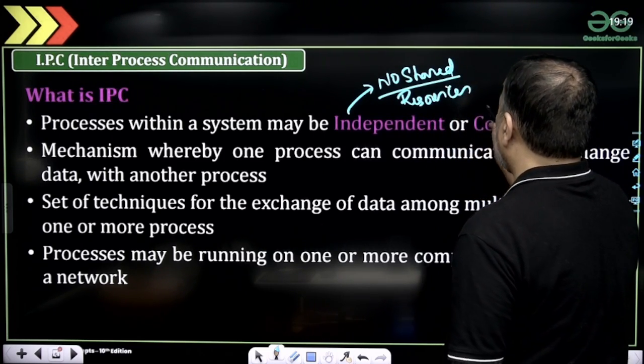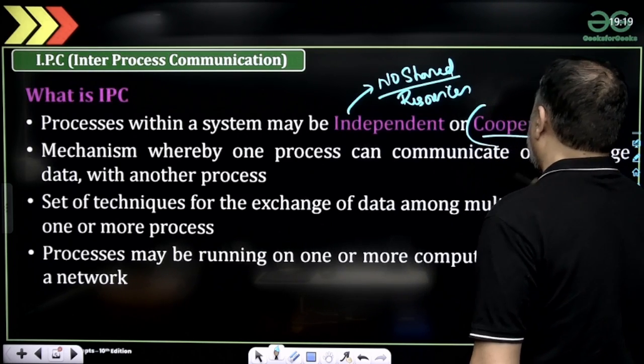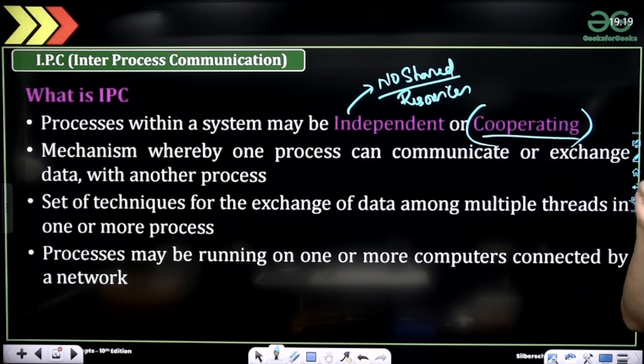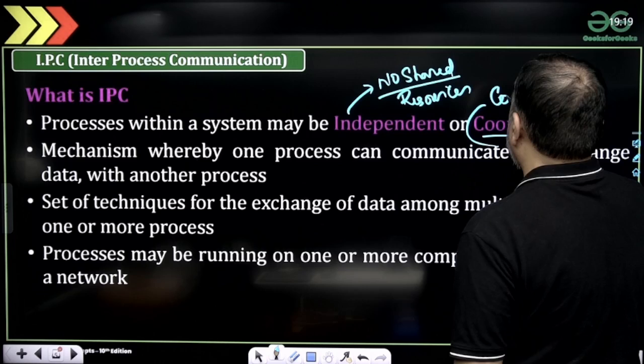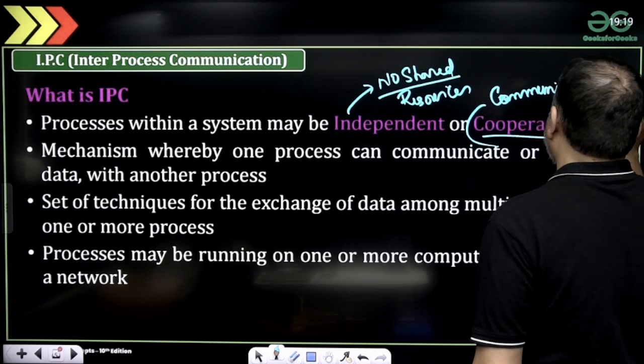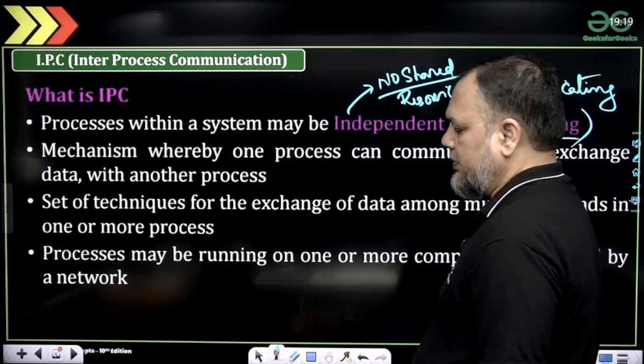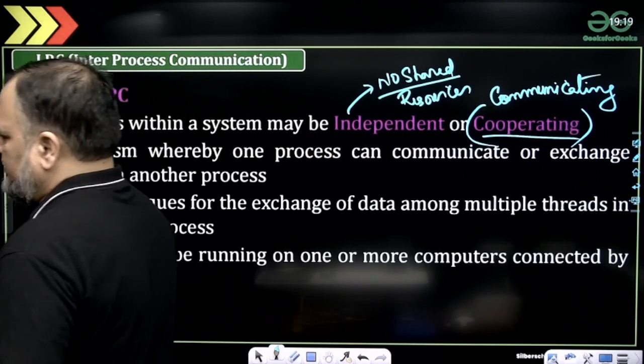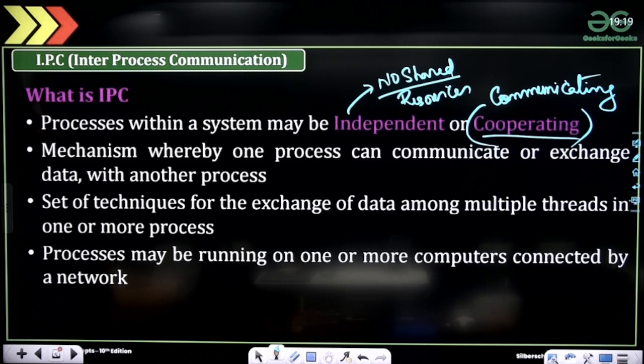Otherwise, if there are shared resources and processes are communicating, in the literature they are called cooperating, or you can say communicating processes. So processes are categorized into two types, independent and communicating. Communication implies the presence of shared media.